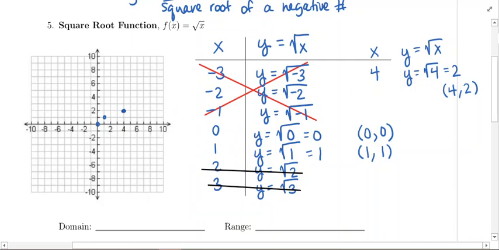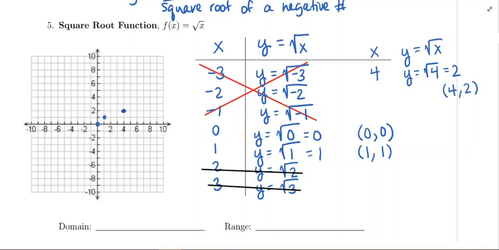All right, let's keep going. What about x equals 5? I don't know the square root of 5 off the top of my head. If x is 6, I don't know the square root of 6 off the top of my head. If x is 7, I don't know the square root of 7. If x is 8, I don't know the square root of 8 off the top of my head.